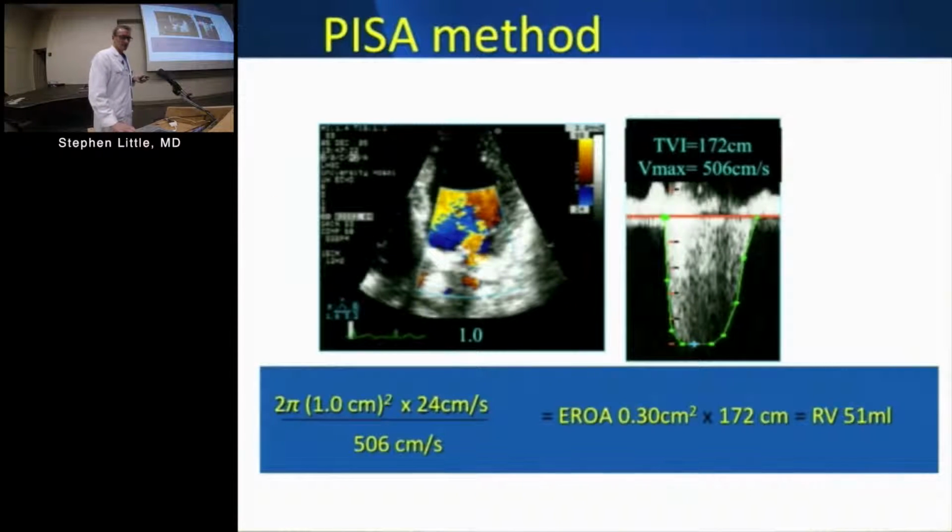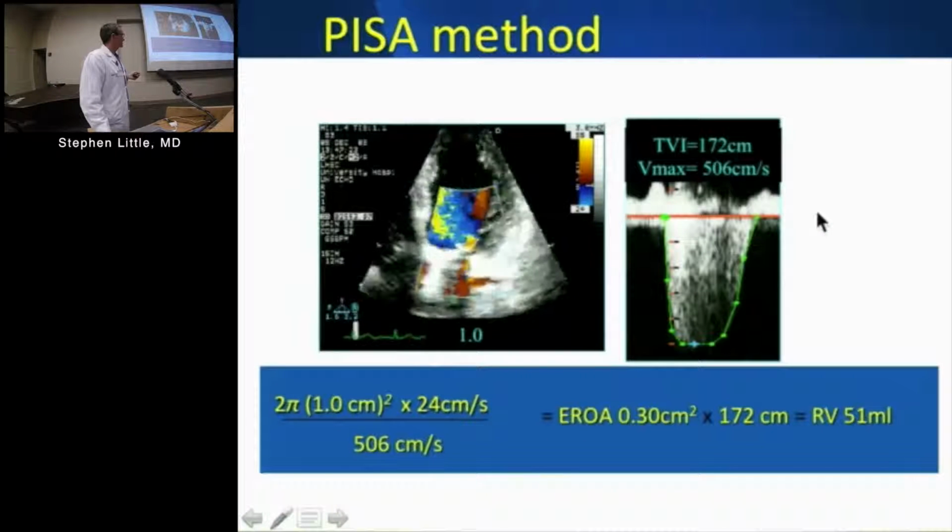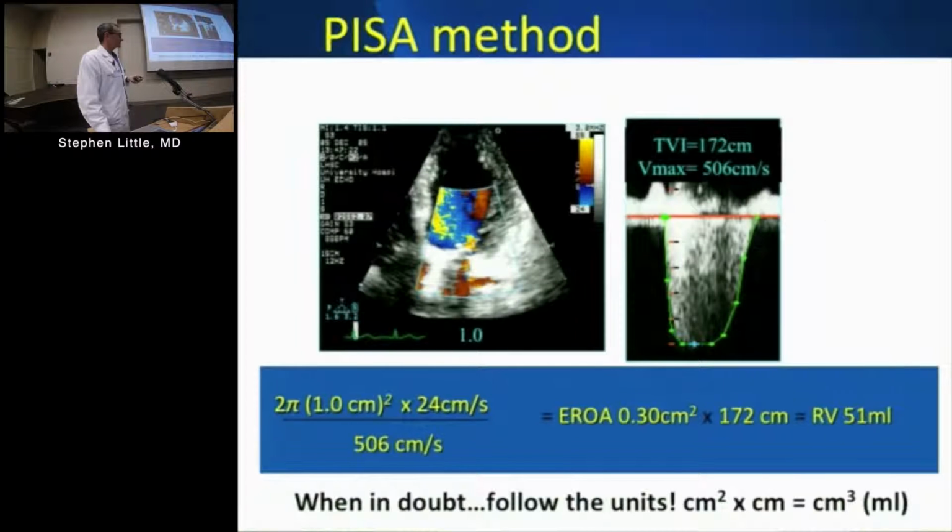For fellows, one of the challenging things is all these concepts, but really, if you just follow the units, centimeters times centimeter squared times centimeter equals centimeter cubed. So if you stop and think about what each of those measurements mean, you can sort of untangle the math and figure it out.